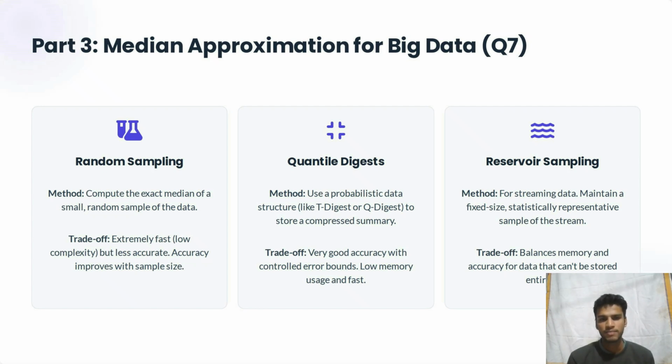Quantile digest. Method: use a probabilistic data structure like T-digest or Q-digest to store a compressed summary. Trade-off: very good accuracy with controlled error bounds, low memory usage and fast. Reservoir sampling: a method for streaming data that maintains a fixed-size statistically representative sample of the stream. Trade-off: balances memory and accuracy for data that can't be stored entirely.